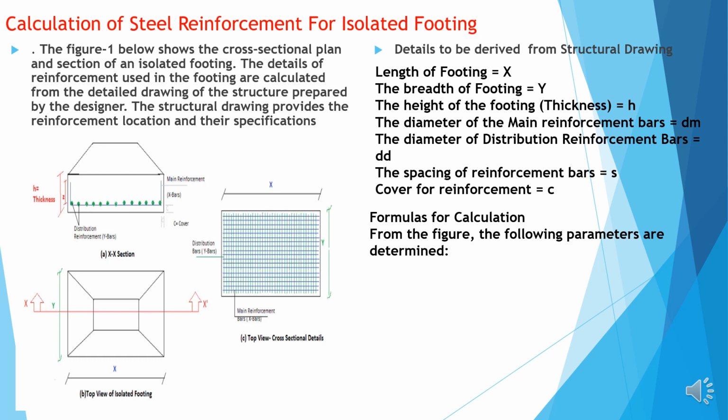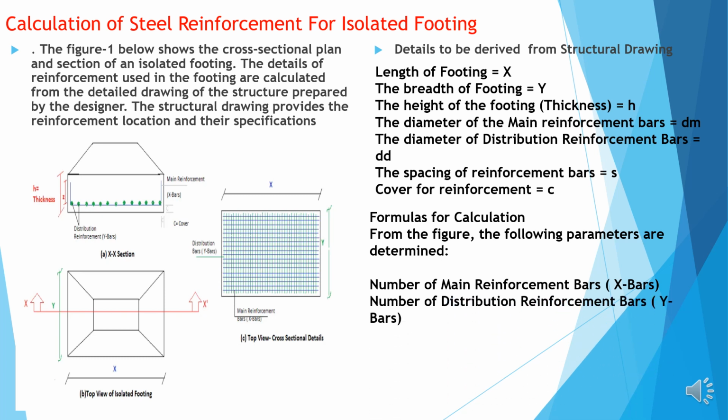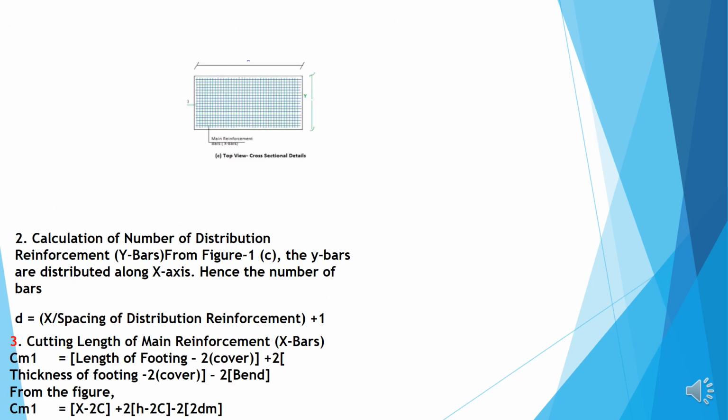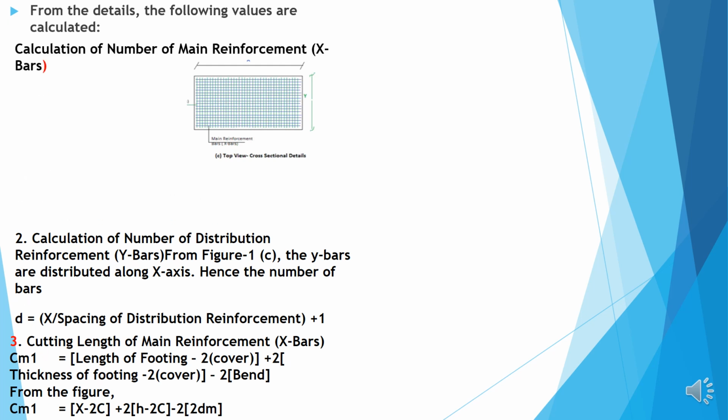Formulas for this calculation. From the given drawing, we are following these determinations: number of reinforcement bars in the x direction, number of distribution bars known as y bars, cutting length of the main reinforcement, which I am identifying as cm, and cutting length of the distribution bars, which I am calling cd. Based on this, we are going to work out the steel required. From the detail, the following values are derived.